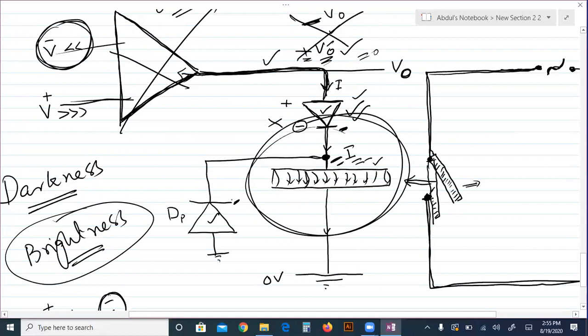But remember, current always follows the least resistive path. So this is the most resistive path toward the op-amp. So instead of going to this 100 ohm resistance, it goes to the earth through DP. In this way, this operational amplifier is protected and it works for the next night. So this is the working of the operational amplifier in a relay circuit.